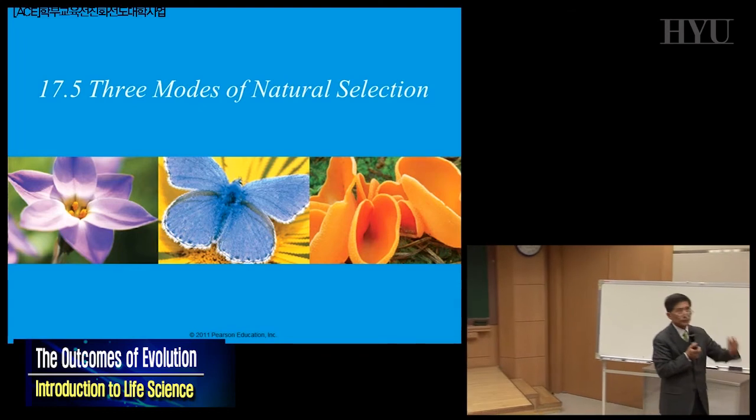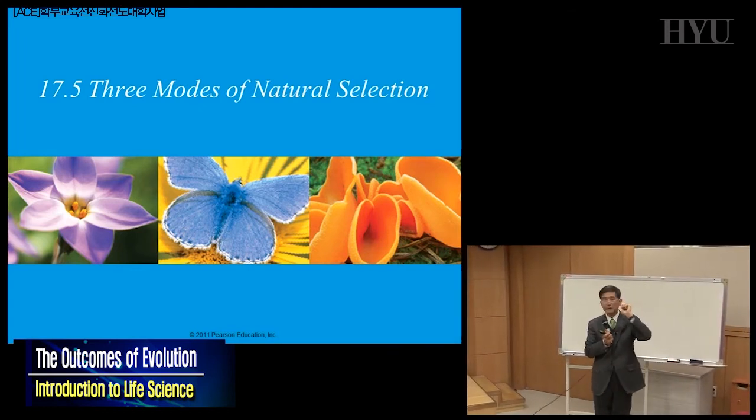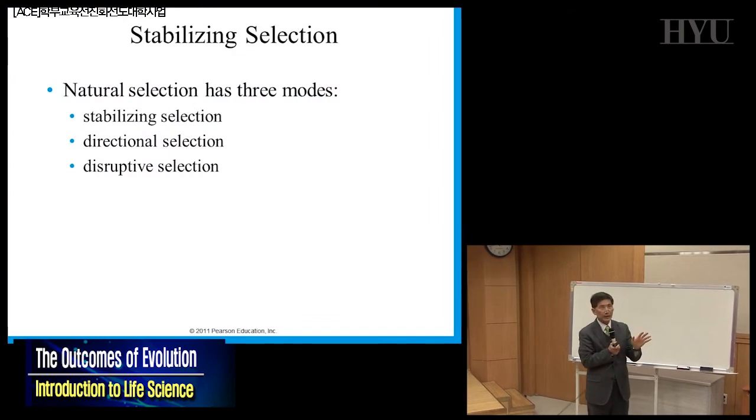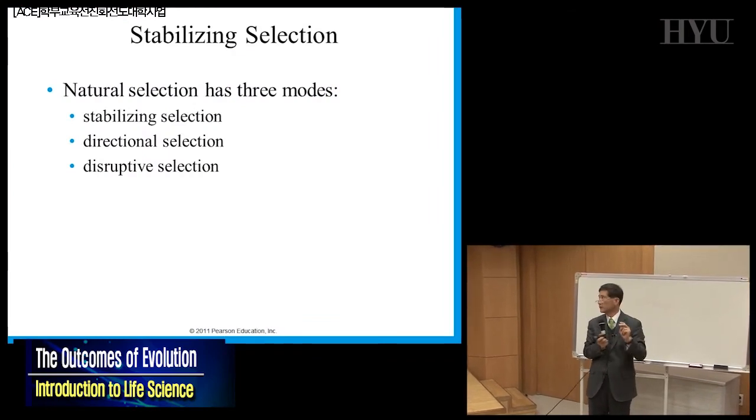So there are 3 modes of natural selection. The first one is stabilizing selection, the second one is directional selection, and the third one is disruptive selection. If you look at the graph, you will understand.